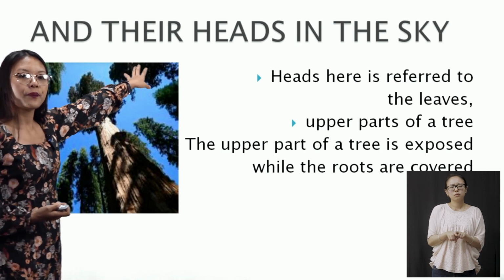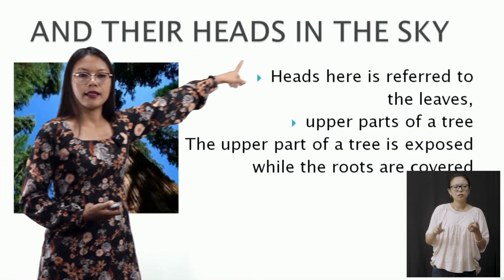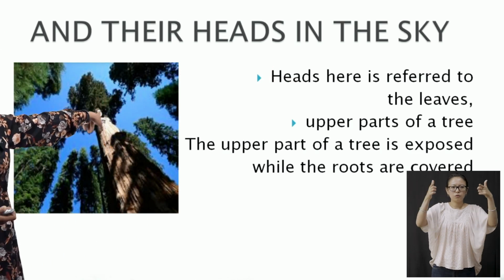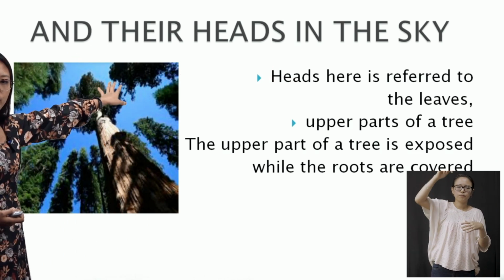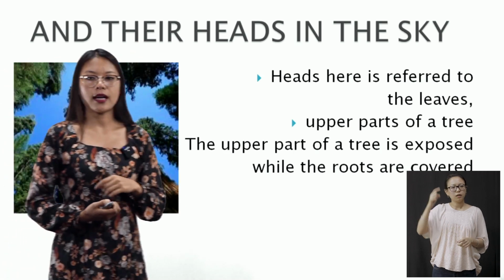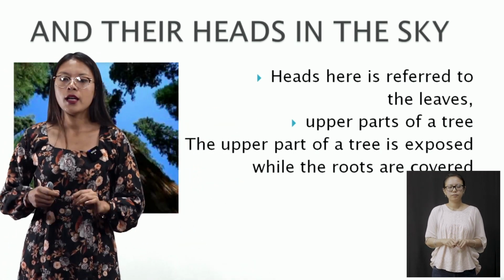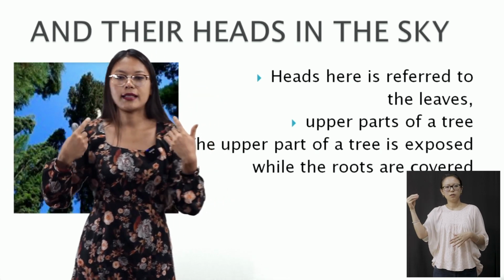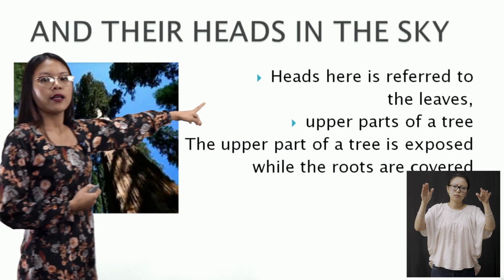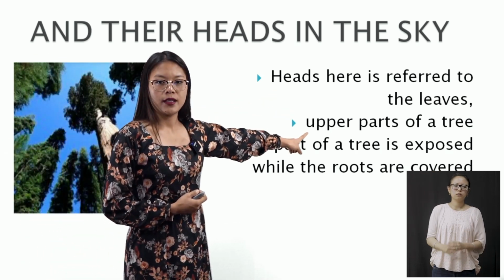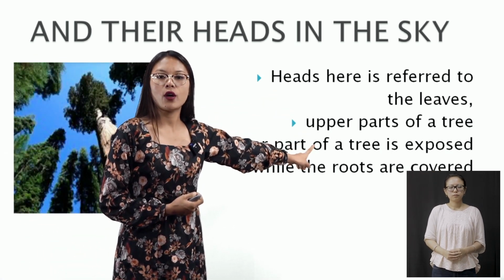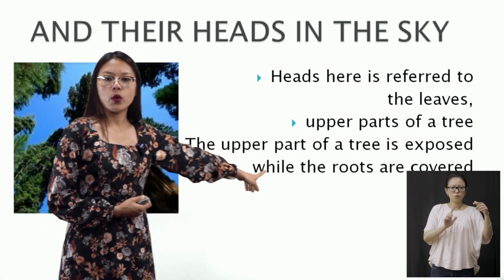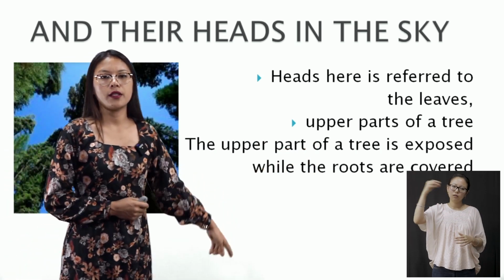So in this line, and their heads in the sky, that means the trees have their head. This is the head part. The upper part of a tree is exposed in the sky, right? It is not under the soil. You can see it outside, right? So with their heads in the sky, heads here refers to the leaves, the upper part of a tree. The upper part of a tree is exposed while the roots are covered.